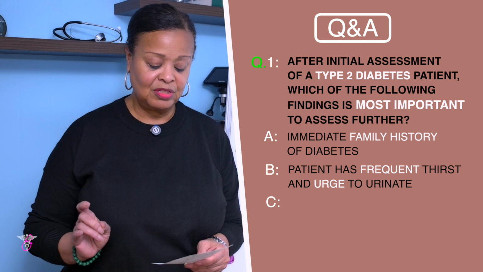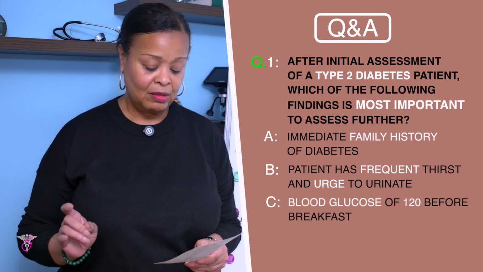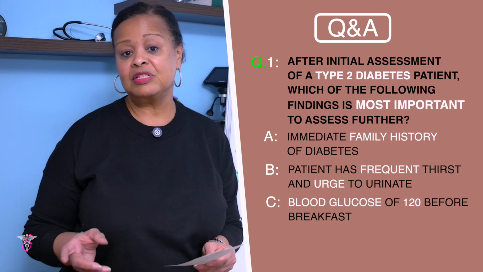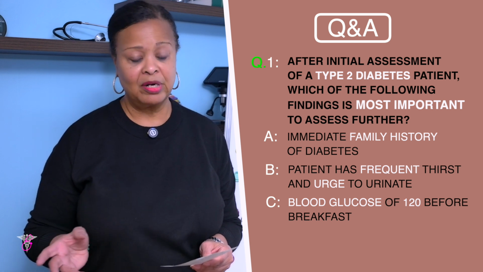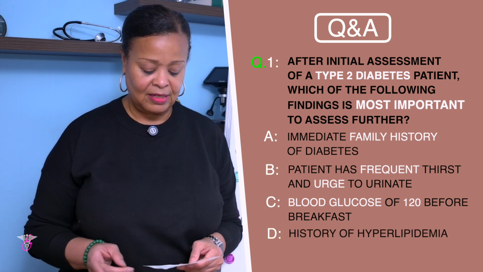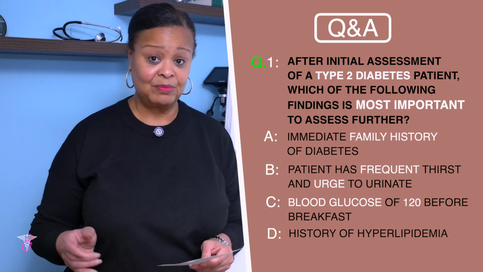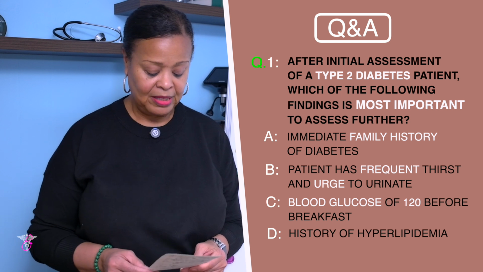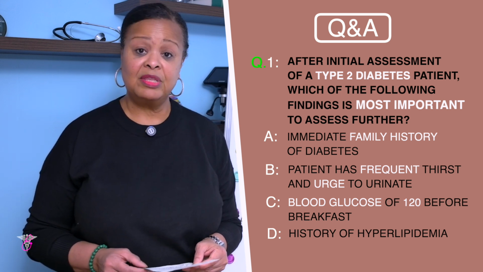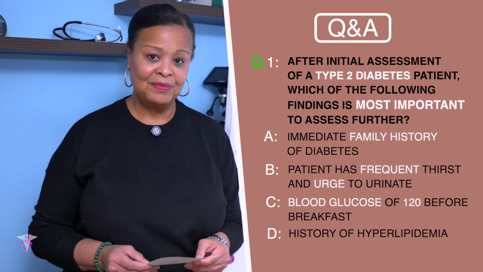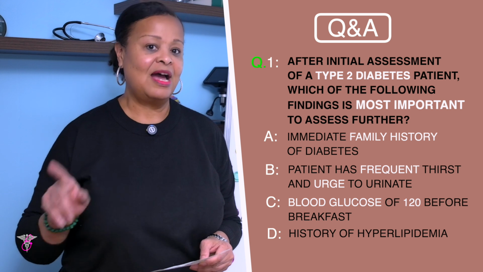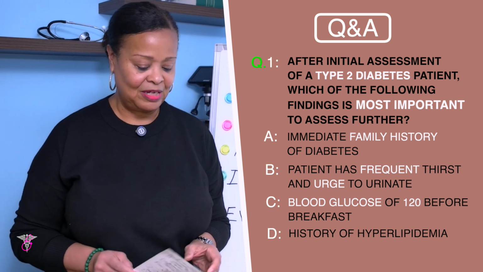C, blood glucose of 120 before breakfast. So that's going to be your fasting blood sugar. So if that person's blood sugar is 120 or more, is that of any concern? And your last choice is D, a history of hyperlipidemia. People's cholesterol is up in the patient's medical records. So which of those four would you think would be the answer? Okay, so I'll give you a few minutes. You can drop your answer down below, and I'll give you the answer at the end of this video.